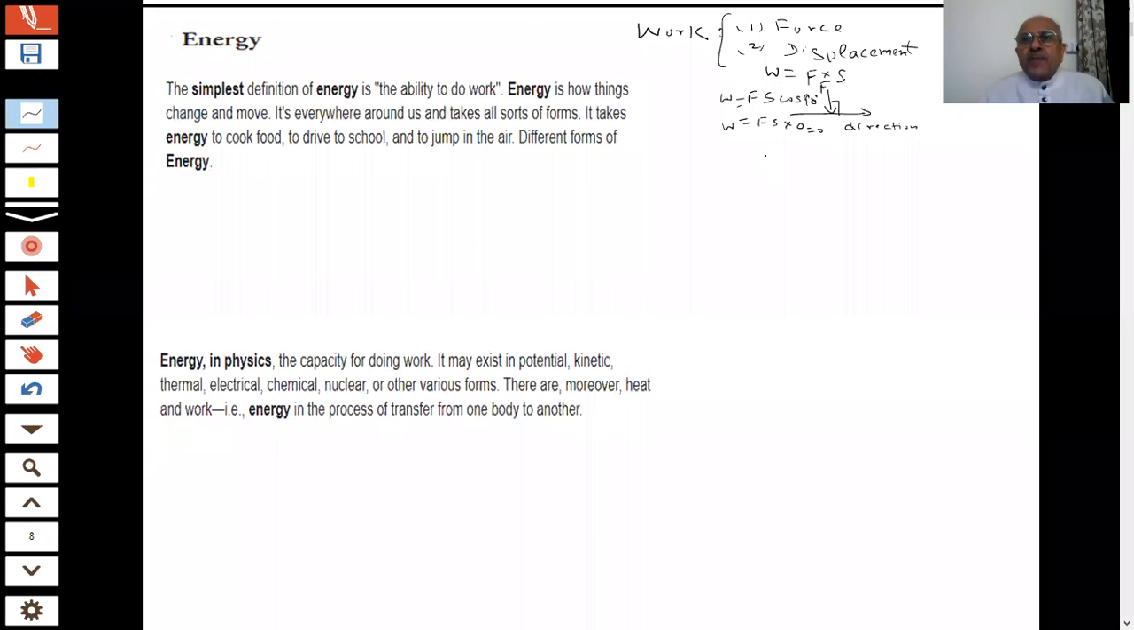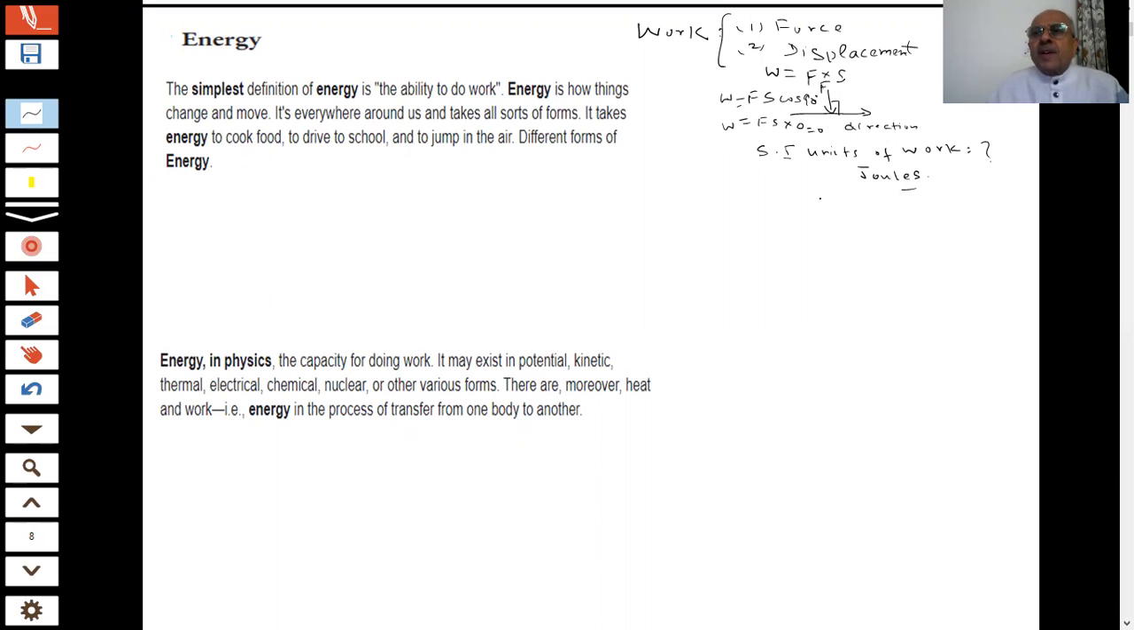No doubt, sir. Okay. And we told you that if we know the value of the force and displacement, we can calculate the work. Then what was the SI unit of work? What are the SI units of work? What is your answer, students? Sir, joule. Yes, joule is the correct answer.